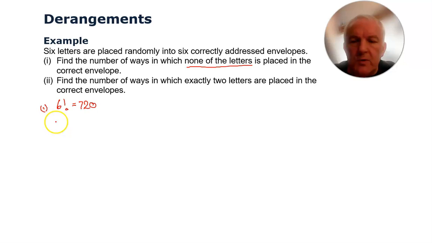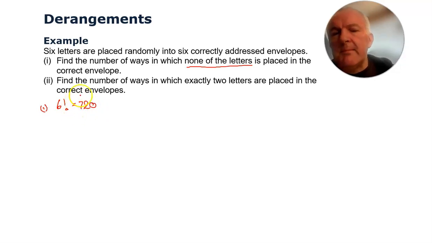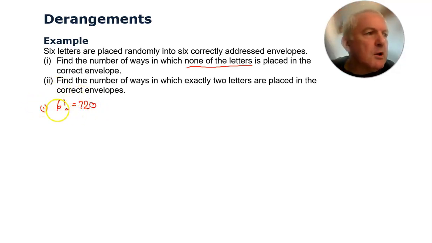And then what we've got to do is say, well, I want the ones where none of them are in the right place. Now, I suppose what I can do is take them away from this number, bearing in mind the inclusion-exclusion principle. So what if I say that I could get one of these correct?